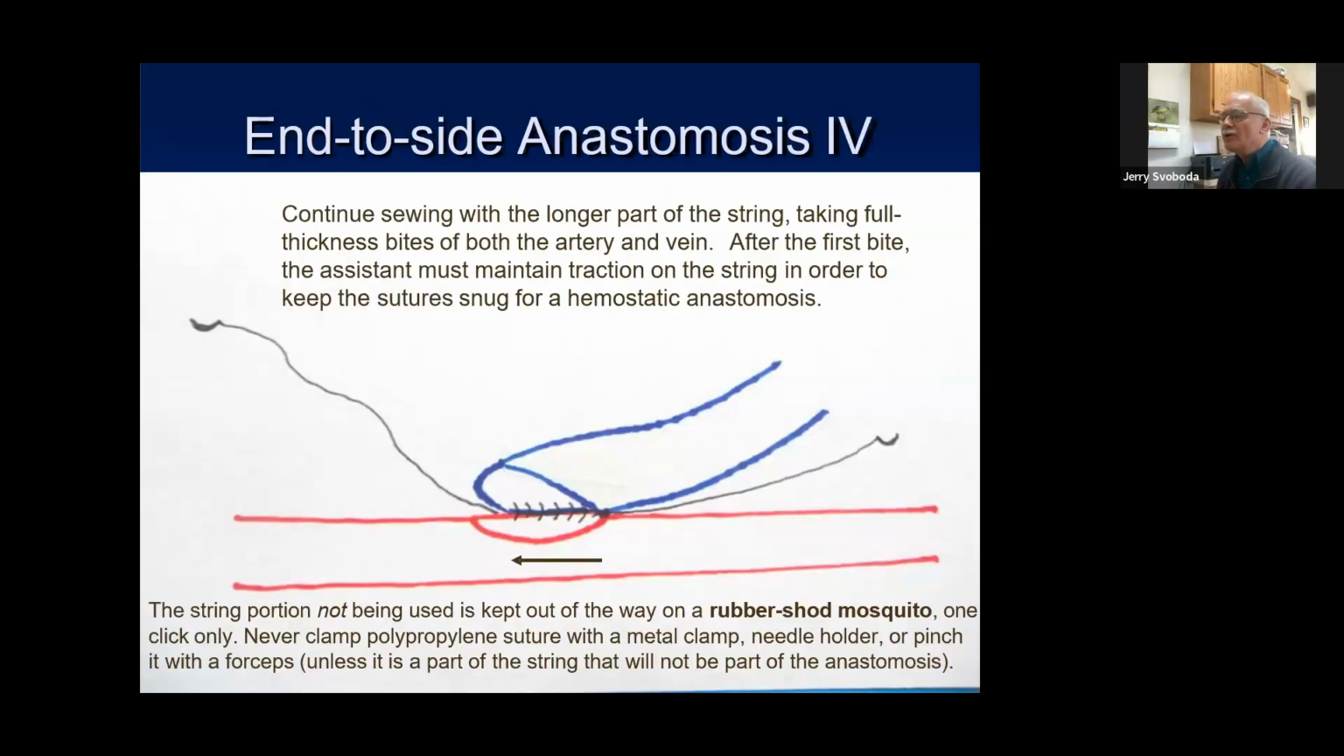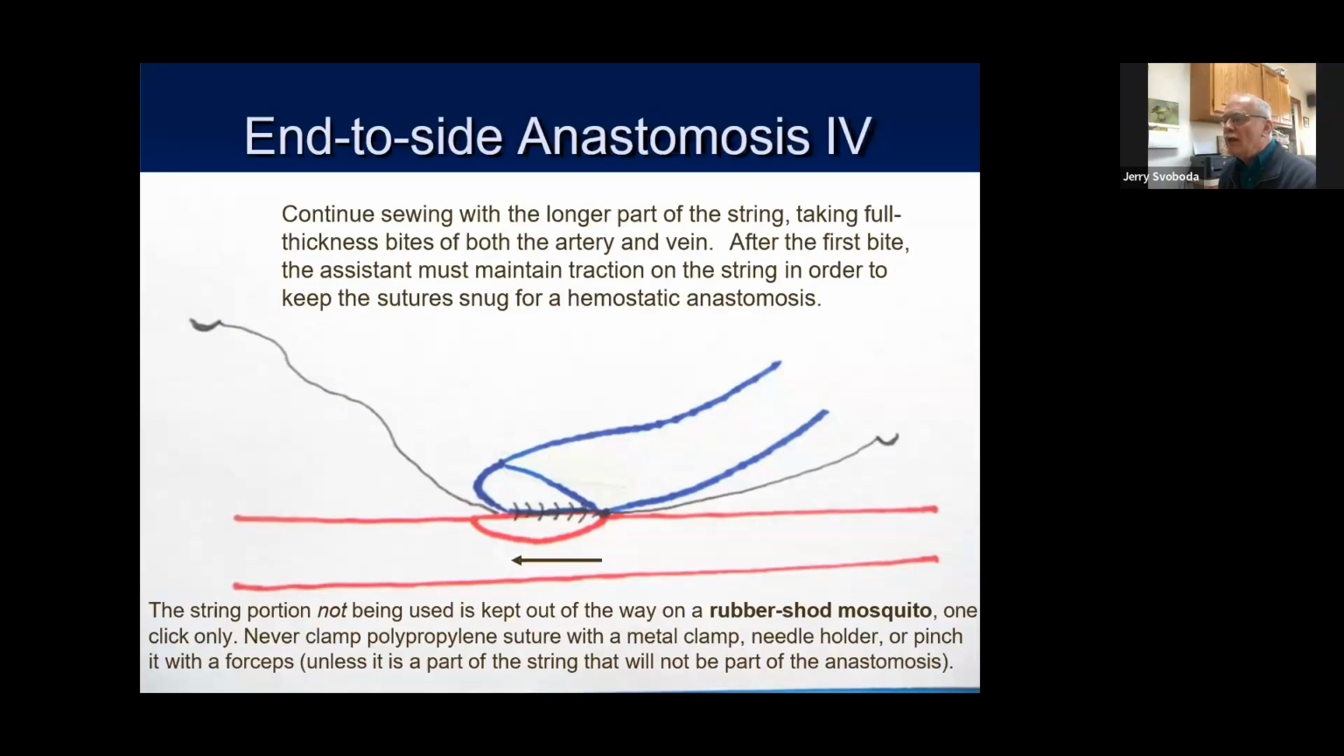You have to have your assistant keep traction on the string as you're sewing with the polypropylene in order to get good hemostasis at your anastomosis. The string that you're not using, the one on the right, the shorter length, should be kept out of the way with a mosquito clamp, a little hemostat that has rubber tips on it. We're going to see that in a minute.